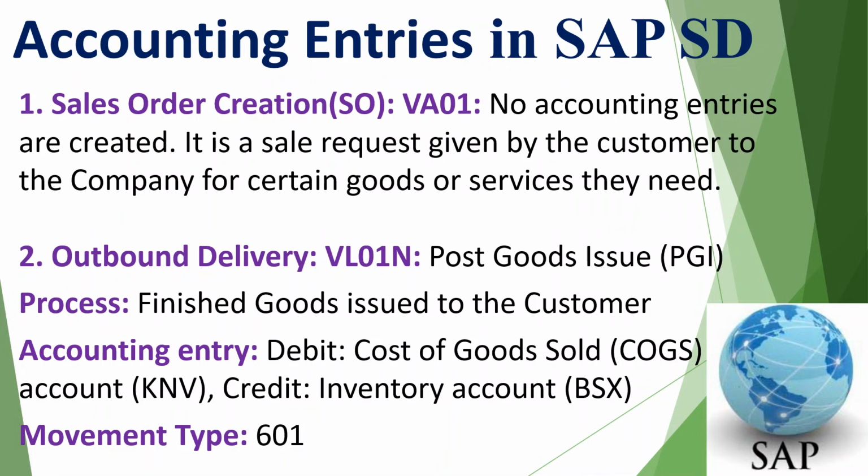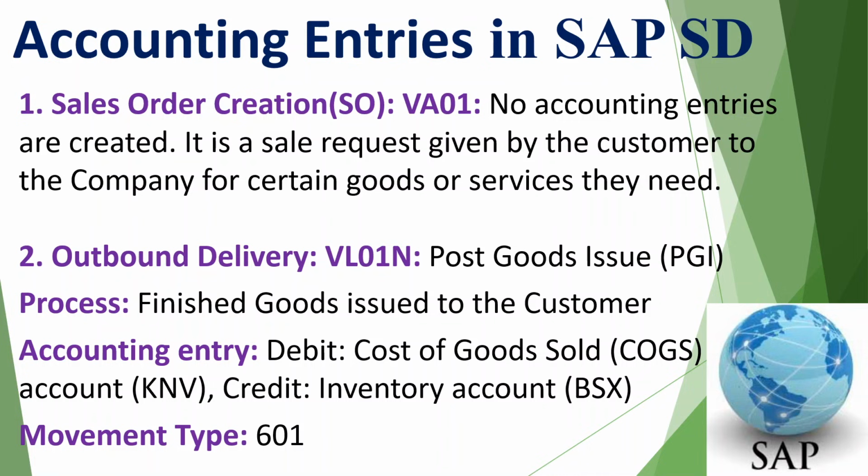So basically, customer requirements are given to the company which is going to provide the goods and services to fulfill the requirement of the customer, and this placing of the request to the company by the customer to deliver these things is what is called the sales order. And at this level, there is no accounting entry whatsoever. So it will not have any impact on the financial accounting side. Coming to the outbound delivery, that is VL01N. This is also called PGI, post goods issue.